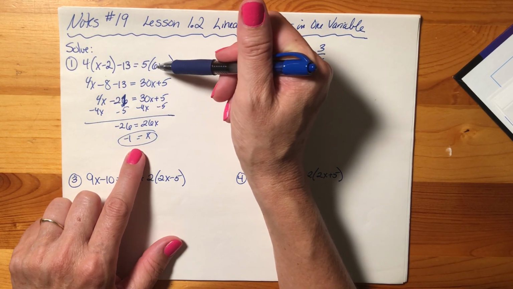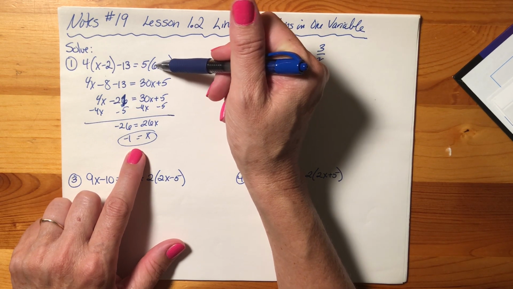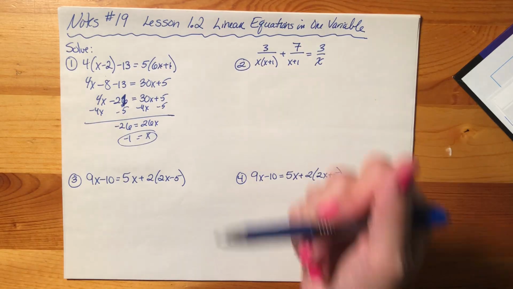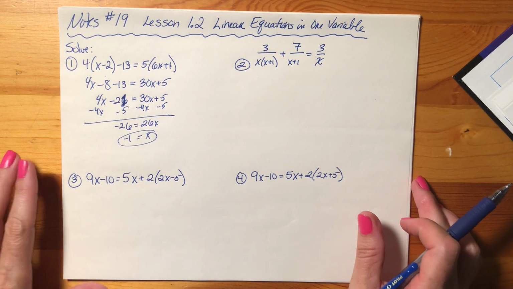You know, does that answer work? Yeah, you go ahead and you put it back in. It's going to work for you. Negative 6 plus 1 is 5. That's going to be your answer. So, you know, take some time, check your answers, make sure you're right.